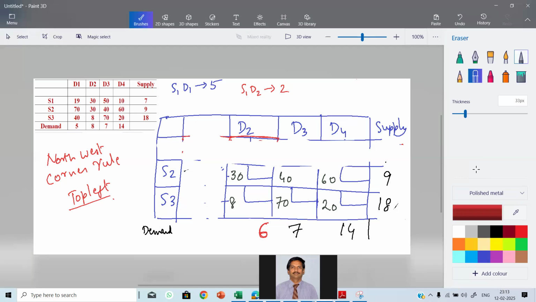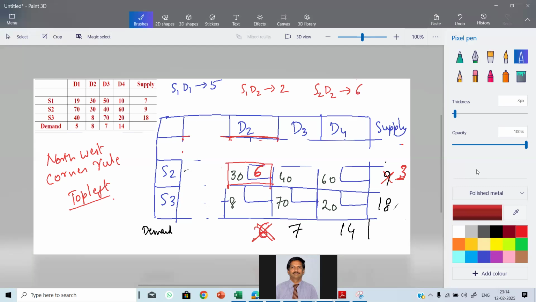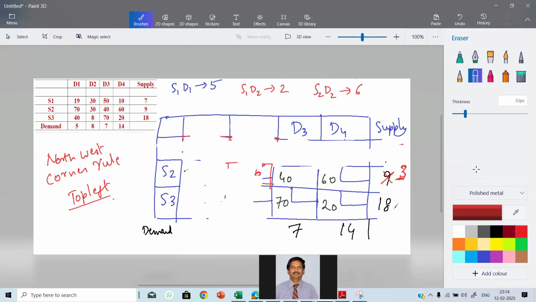In this updated table, tell me again, what is the northwest corner? Look at this, S2, D2. Now tell me what is the capacity and what is the requirement. Your requirement is 6. Your capacity is 9. So 6 is completed, and your supply becomes 3 still. Here my allocation S2, D2 is 6 units. So D2 is over. My D2 requirement is over.